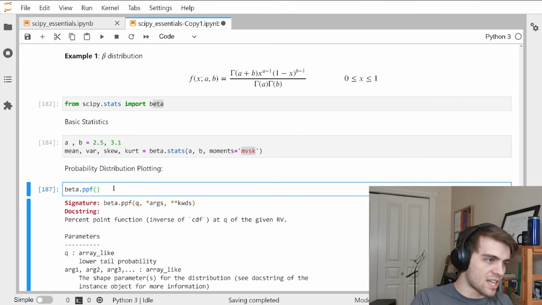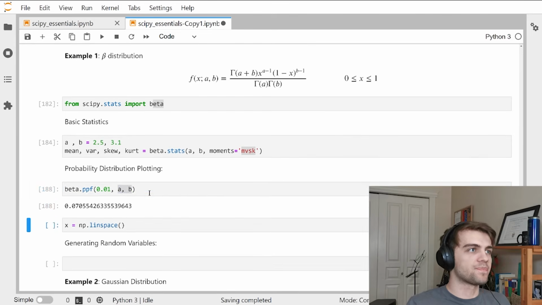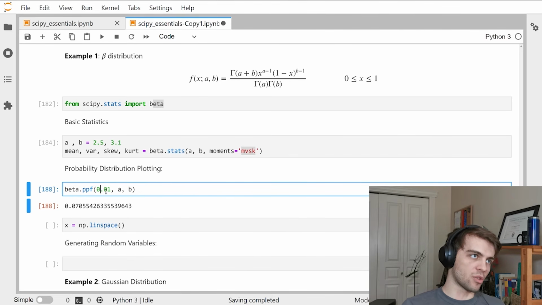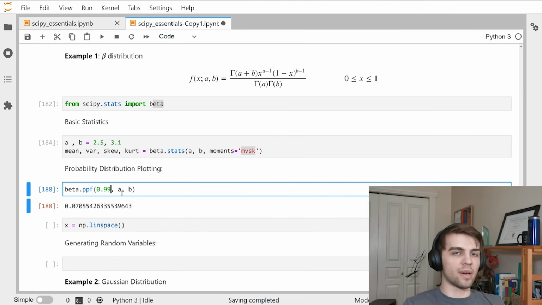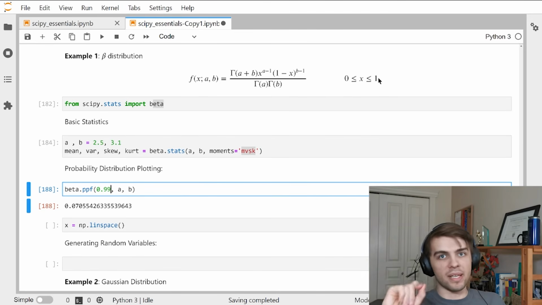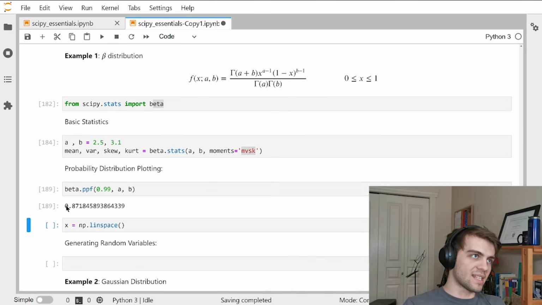Well, it's kind of nice because I can give it a value. I can say 0.01, and then I give it my values of A and B. Remember, A and B are just the parameters of the distribution. It gives me the x value such that the integral of the PDF from 0 to that value is 0.01, and the x value here is 0.7. Now I know it goes from 0 to 1, so if I say like 99%, it should be pretty close to 1, right? Because the CDF will go to 1 when x is equal to 1. So 99% of the area of the PDF corresponds to this x value.